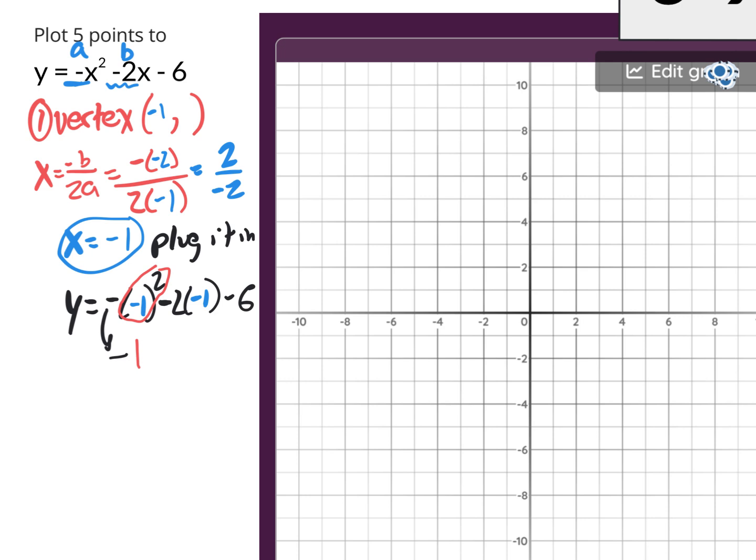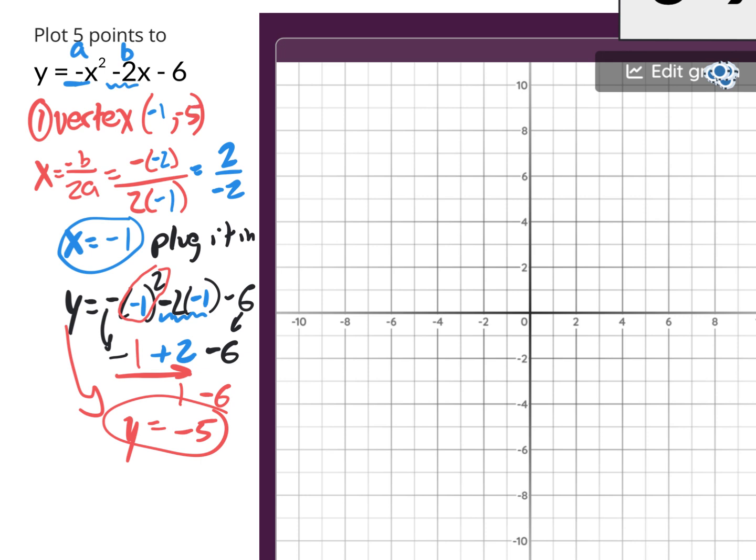After exponents, you do multiplication. So if you go -2 times -1, that's a +2. Let's not forget about that -6 at the very end, bring that down. And for your final step, you add and subtract from left to right. So if we think about this, -1 plus 2, that is 1, and 1 minus 6 is -5. So we found out that y equals -5. So -1, -5 is the most important point of this graph. So let's plot that point, -1, -5, put that dot there.